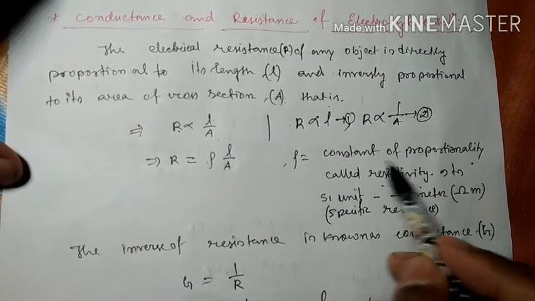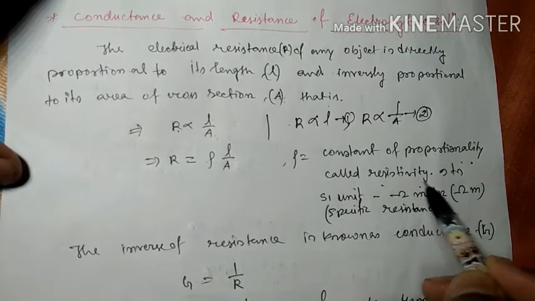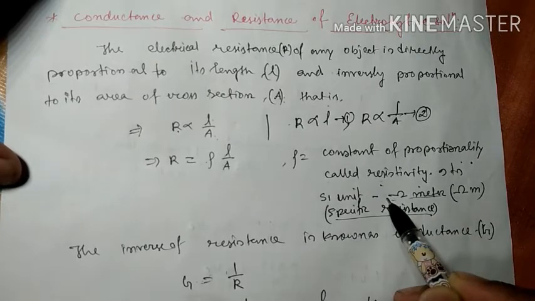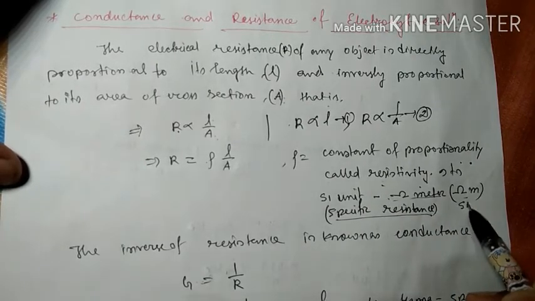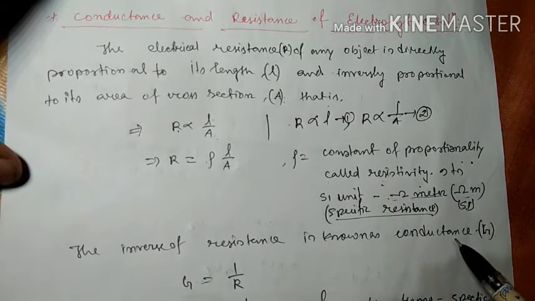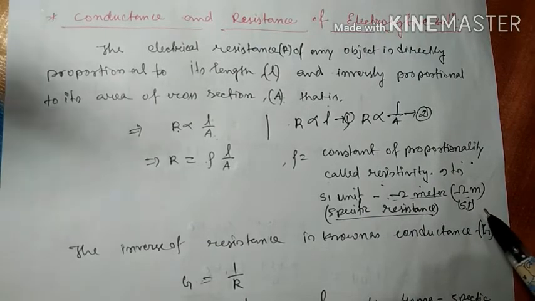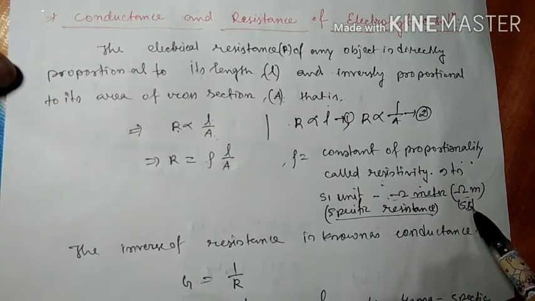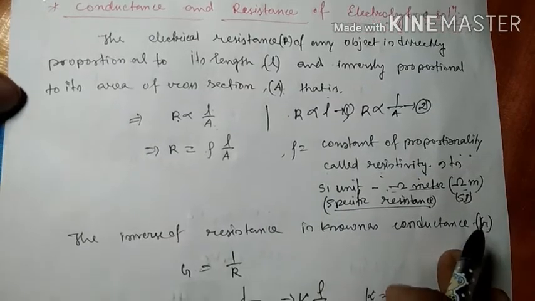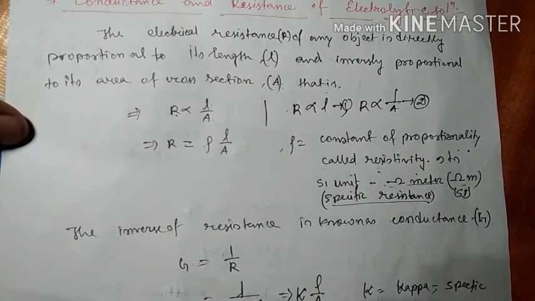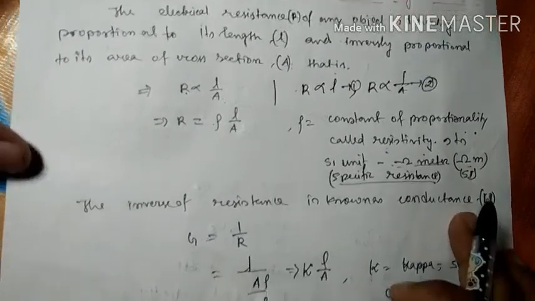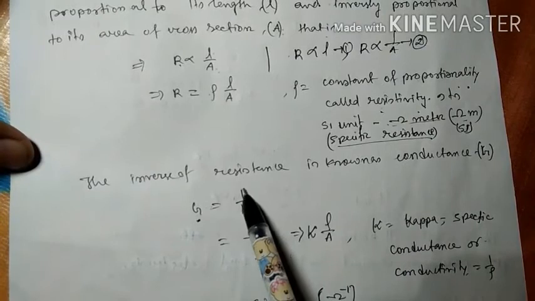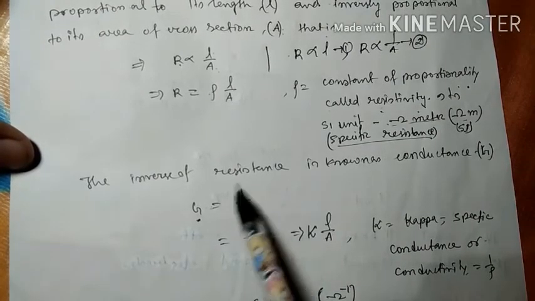It has three names, okay? Constant of proportionality, resistivity, and specific resistance, and it has the unit of ohm meter. Ohm meter is the SI unit. The unit may be ohm centimeter also, which is not the SI unit, but the SI unit is ohm meter. As you know from physics, the conductance is simply the reciprocal or the inverse of resistance. That's why I have written G here. That means conductance of the object is equal to 1 by R, which is the reciprocal.